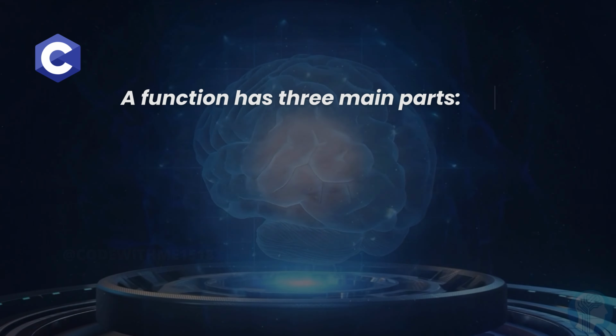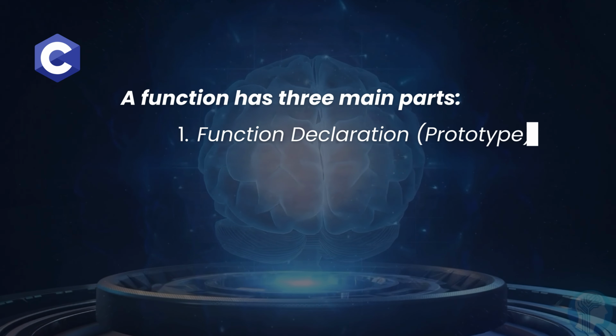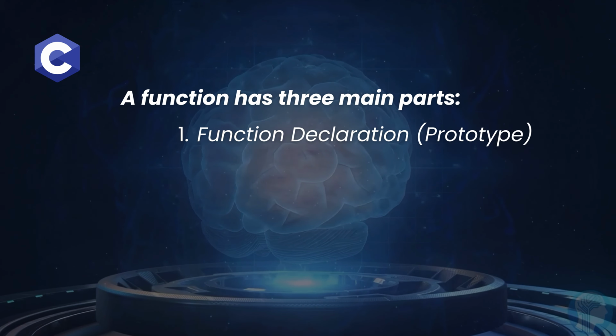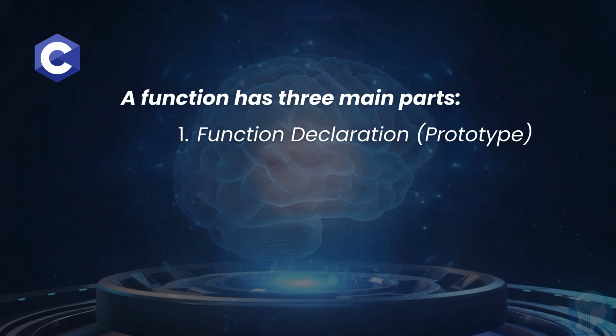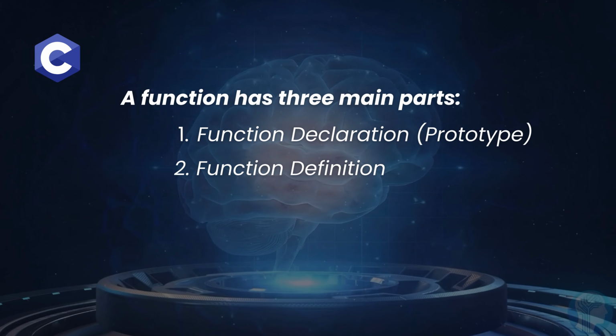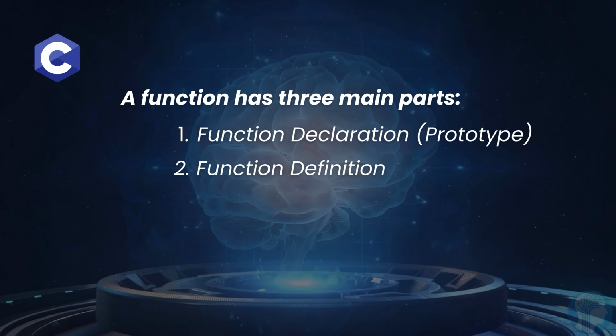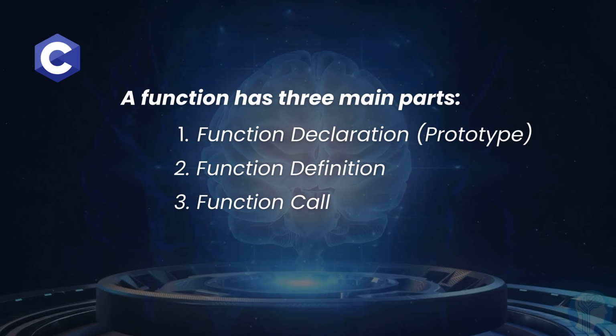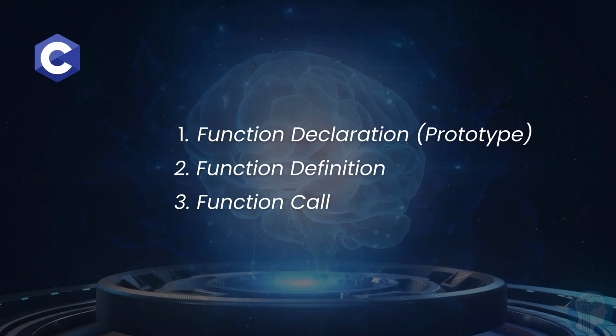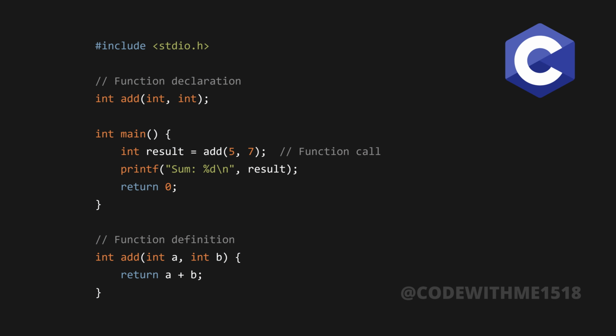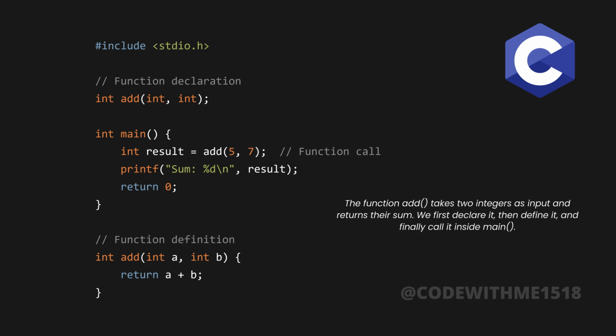Function definition and declaration. A function has three main parts. 1. Function declaration, prototype, tells the compiler about the function before it's used. 2. Function definition contains the actual code of the function. 3. Function call executes the function. Here's an example of a simple function that adds two numbers. The function add takes two integers as input and returns their sum. We first declare it, then define it, and finally call it inside main.